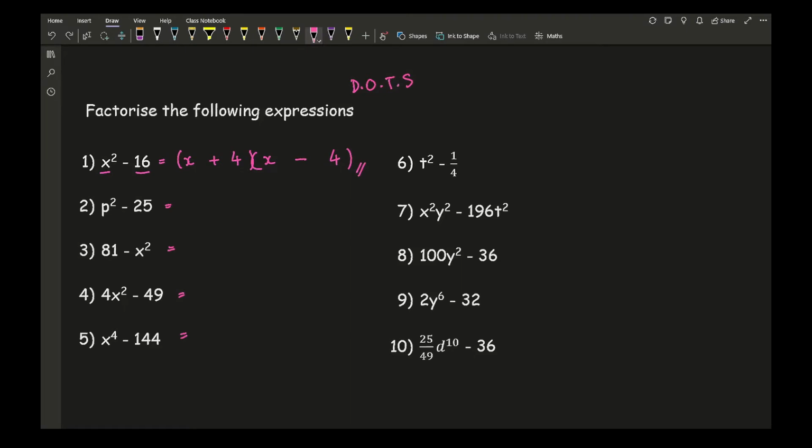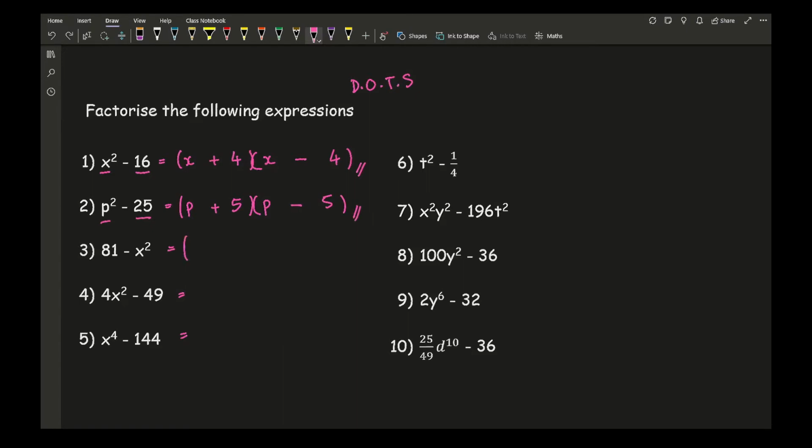So moving on to question 2. Again, I'm going to set up my two brackets. I've got the square root of p squared, so here I'm just going to have p. And then I've got the square root of 25, which is 5. And then one is a plus, one is a minus, and there is my final answer.